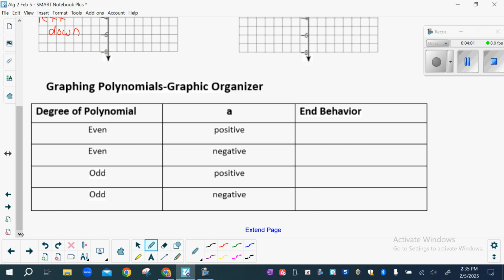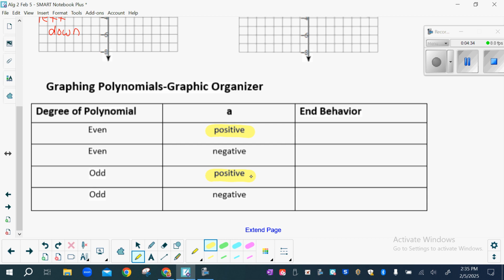Okay, so we're going to use this graphic organizer. What happens is we can graph the polynomials with the degree. We know what the degree is, and we can graph it. Kind of cool. So today, we're only going to work with A is positive. Tomorrow, we will work with A is negative, and then we'll work with the multiplicity on the third day. So we'll talk about that when we get an equation.